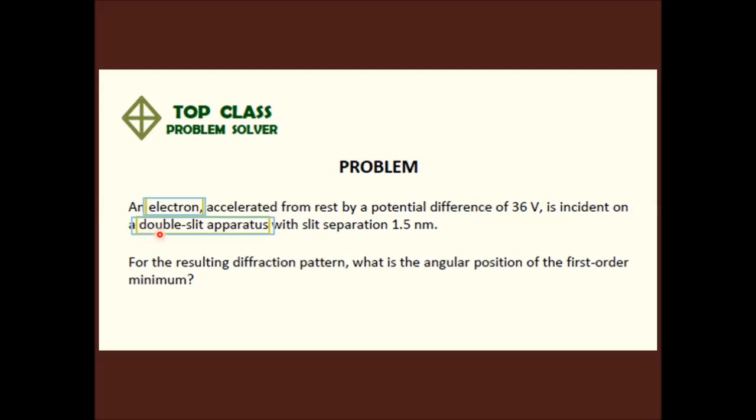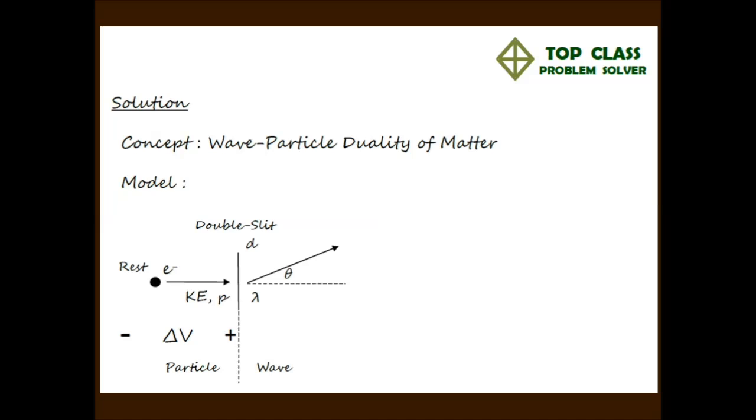Then, when the electron emerges from the double-slit apparatus, we treat it as a wave. So from this point, our model becomes that of wave interference.